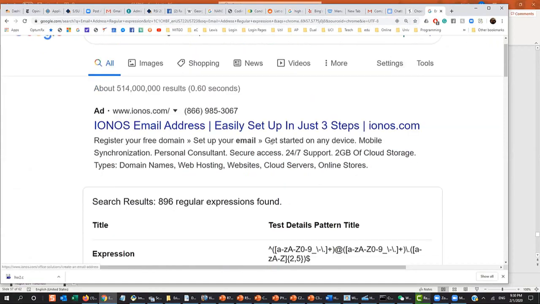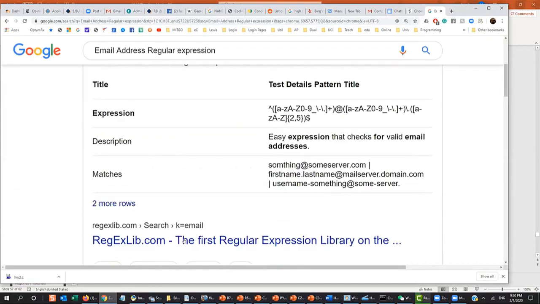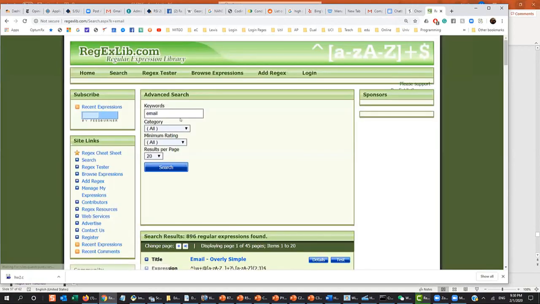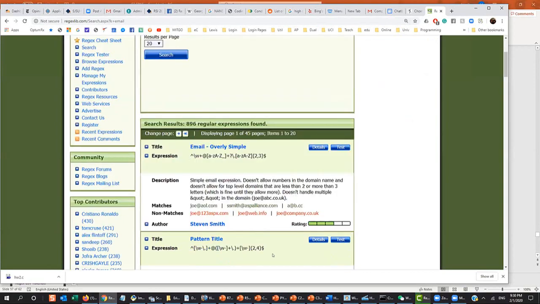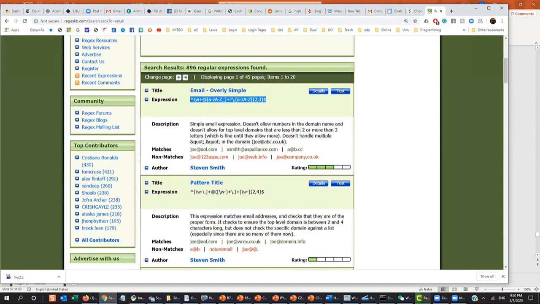Okay, so here is the email regular expression. It's something like this. You can find such a regular expression on the internet. And last week I talked about how to use Java to do regular expressions, right?